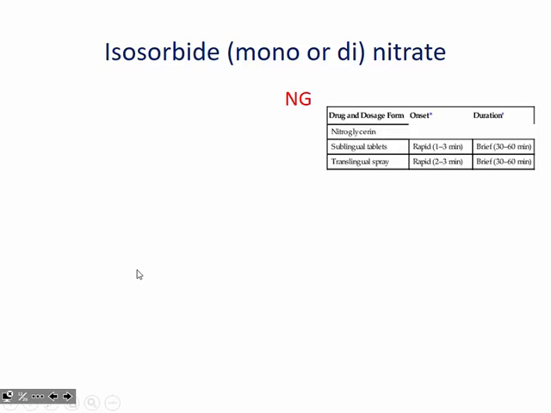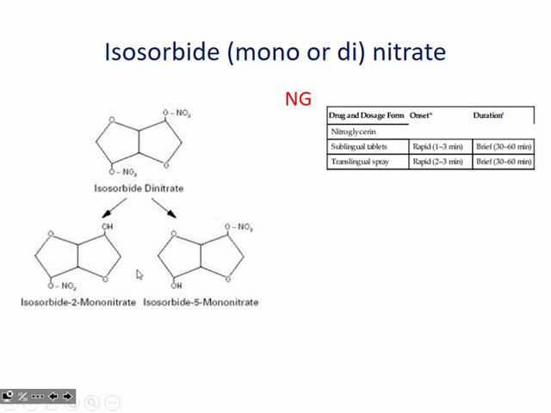After nitroglycerin was first used in 1847, about 100 years later, Swedish chemists came up with another molecule based on the structure of nitroglycerin. They did a lot of screening and chemistry and came up with isosorbide mononitrate and dinitrate. You have two nitrates here, and here you have one.